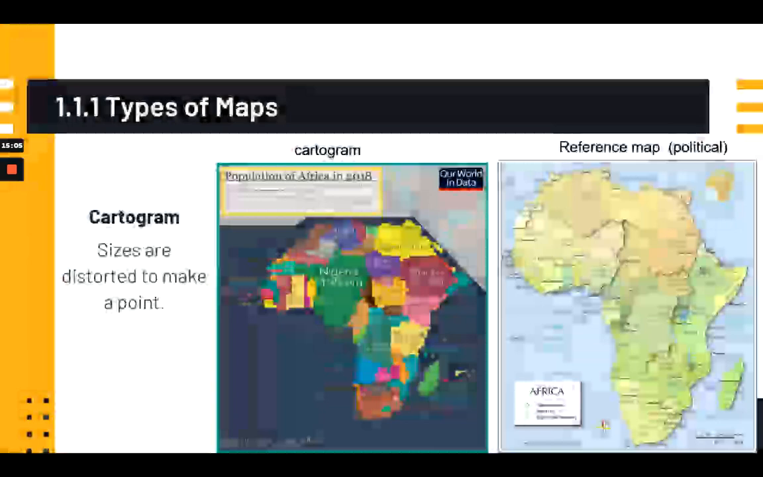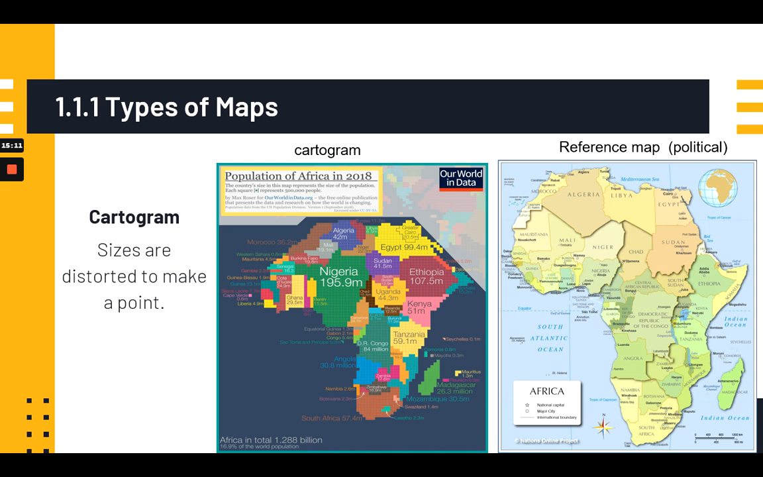All right, another type of map is a cartogram. Sizes are distorted to make a point. Distortion. You need to know the word distorted or distortion. It means it's kind of messed up in some way.